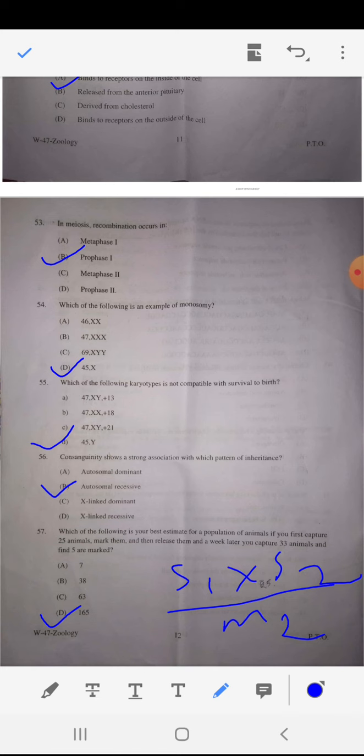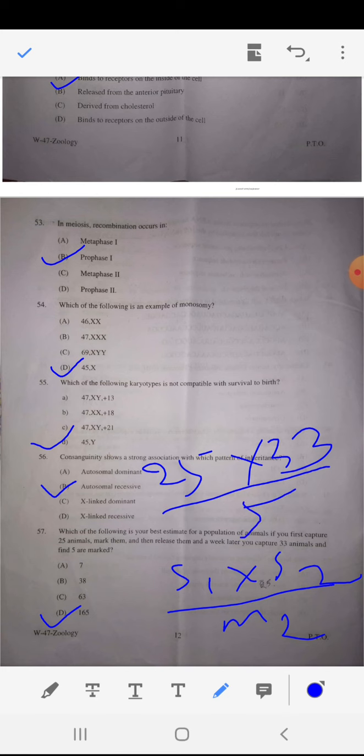Here S1 is 25 animals captured, so 25 into S2. The second time, 33 animals were captured after a week. So 33 is sample 2, 25 is sample 1. Now how many marked specimens are found in sample 2? That is 5. When we calculate this, we get the answer 165.